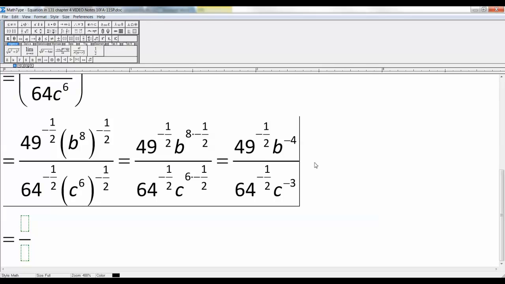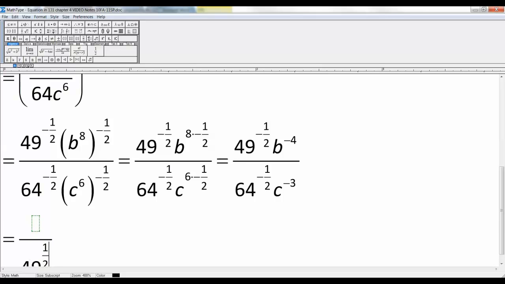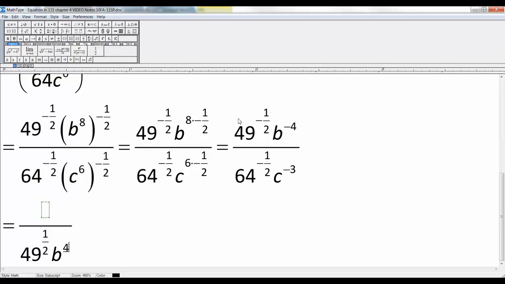Now everything with a negative power has to get shuffled, right? So if it has a negative power and it's on the top, it's going to get moved to the bottom. So I need 49 to the 1/2 on the bottom, b to the 4th on the bottom. These guys up here have negative powers, they go down. These ones in the denominator have negative powers, they go up. 64 to the 1/2. And then c to the 3rd.